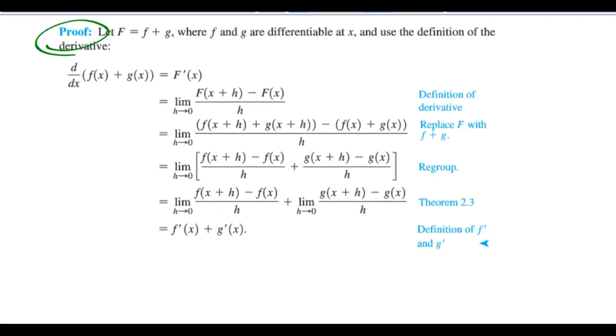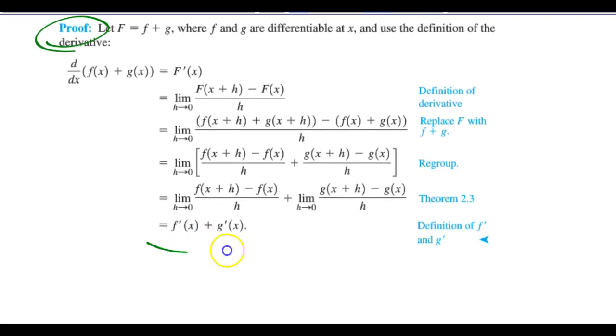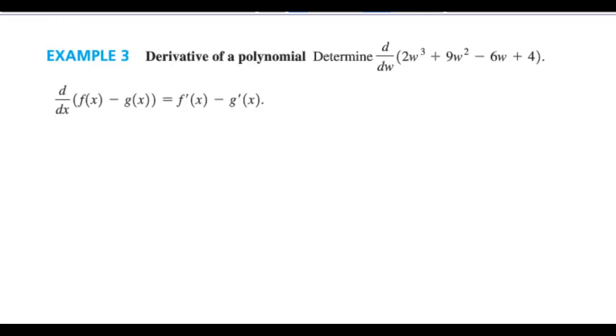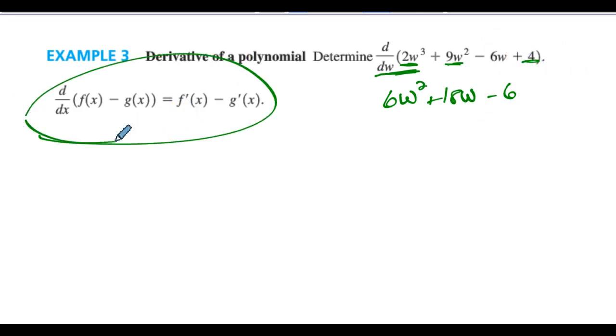But if you're interested in wondering why these things work the way that they do, here's a slide that explains what gives us the power or the right to think about taking the derivative of this 2w cubed, which is 6w squared, and then take the derivative of this guy, which is 18w, minus 6 plus 0, because the derivative of the constant is just 0. So again, I'm invoking this rule, but I'm not going to write it out. I'm just going to kind of do this in my head.